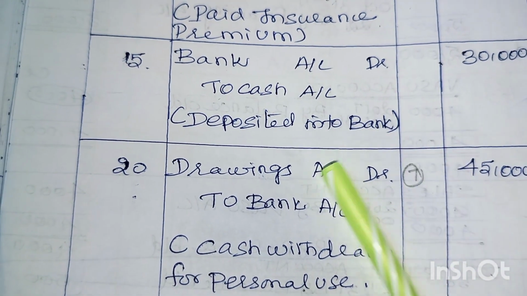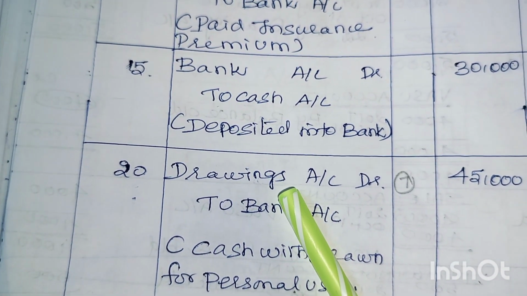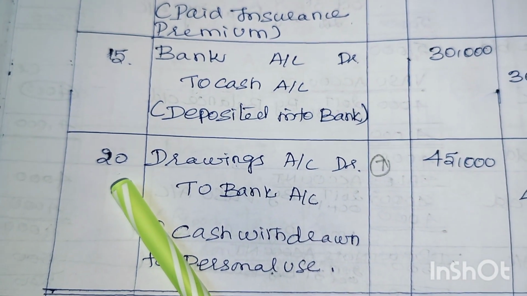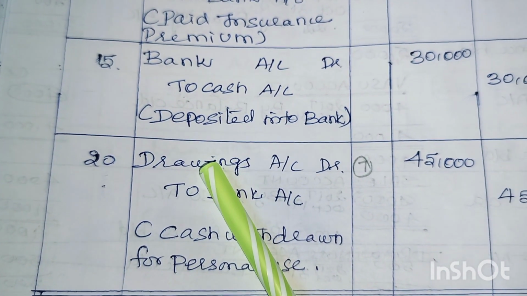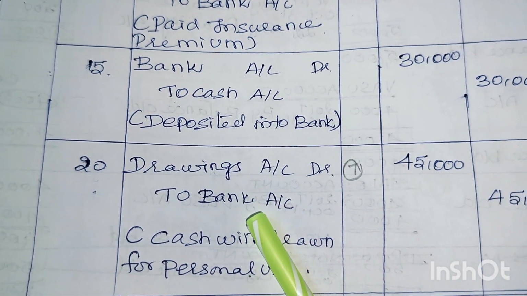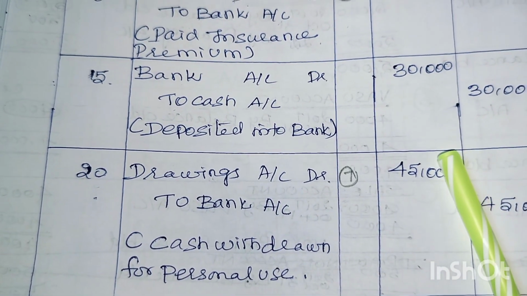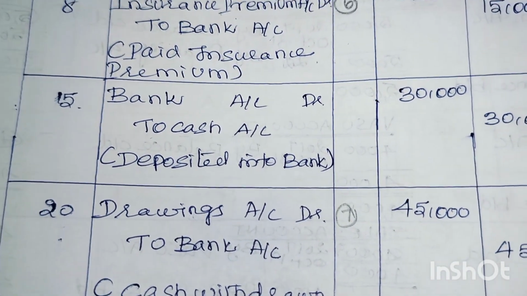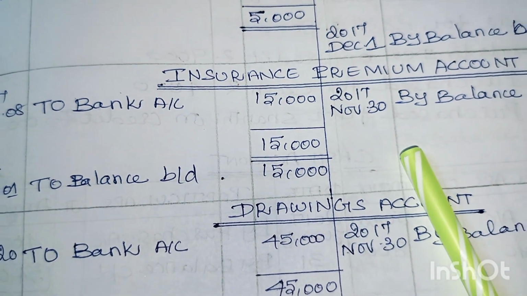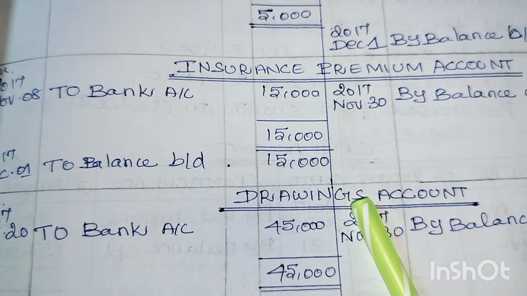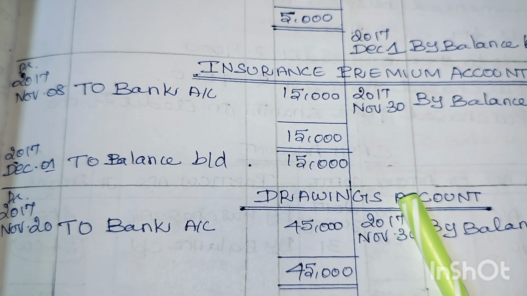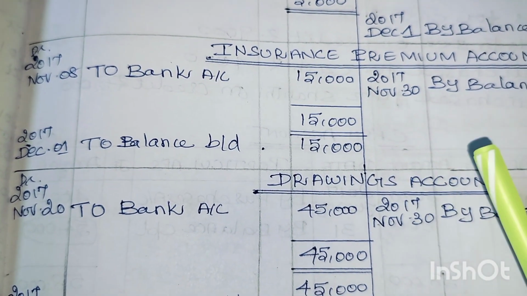The next account to be opened on the ledger is the drawing account. When did it occur? November 20. On which side is the drawing account? It is on the debit side. What is the opposite account from the drawing account? Bank account. How much rupees? 45,000 rupees. So what do we do now? Now we are going to write the name of the account on the top middle. So we write the name of the account, that is drawing account, on the top middle of the ledger.